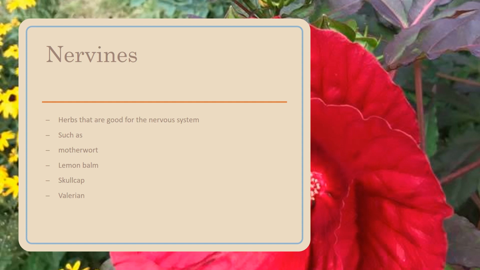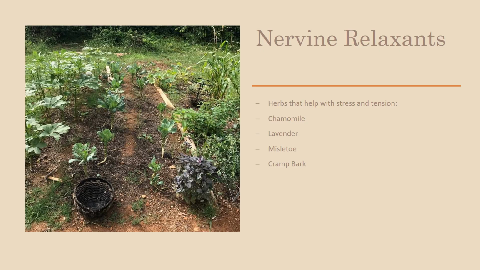You don't want to use the heavy sedatives at those particular times. You want to use a milder sedative, such as chamomile and lavender, that are not so heavy, like skullcap and valerian, which some people use in cases of insomnia. Sticking to the topic of nervines, they can also be relaxants, herbs that help with stress and tension, such as chamomile, lavender, mistletoe, cramp bark. In cases of stress and anxiety, a nervine relaxant can help to alleviate that condition.